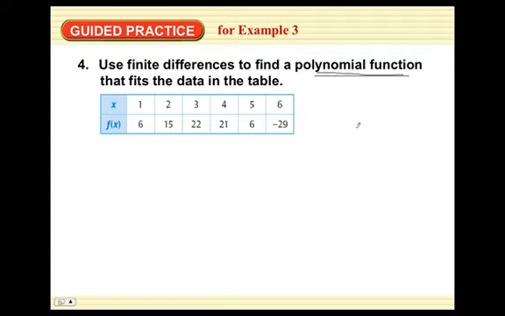So step number 1, you need to use finite differences to tell me what degree it is. Step number 2, plug it all in the calculator and hit whatever it is. If it's a quadratic, hit quad reg. If it's linear, hit lin reg. If it's cubic, hit cubic reg. If it's a quartic, same thing. Okay? So try that, pause that, try it. Here's your answer. There you go. So example 3 is done.